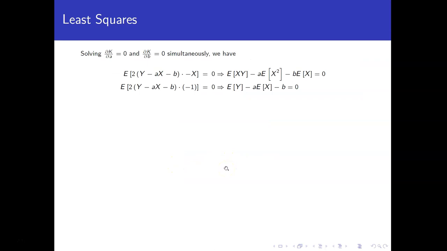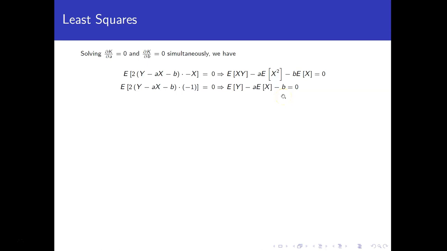Now let's solve simultaneously. If I rewrite this expected value expression, we get the expected value of xy. We can break it up over the difference, factor out the -2 in front, and divide it through to get rid of the -2. We would have the expected value of xy, the expected value of x squared times a, and the expected value of x times b. That's where those come from. We do the same thing with the second equation.